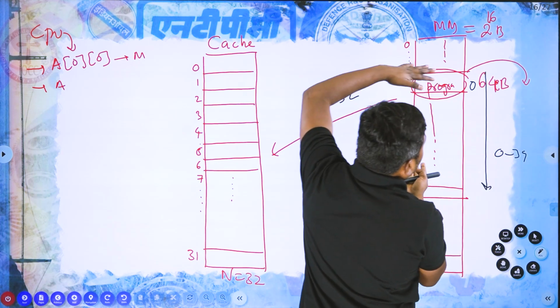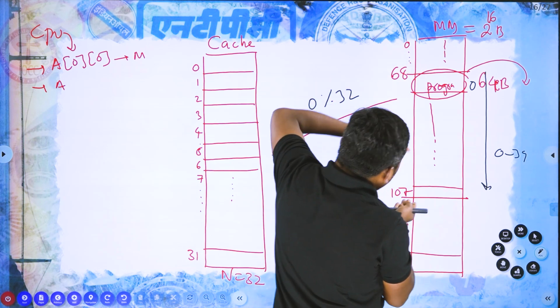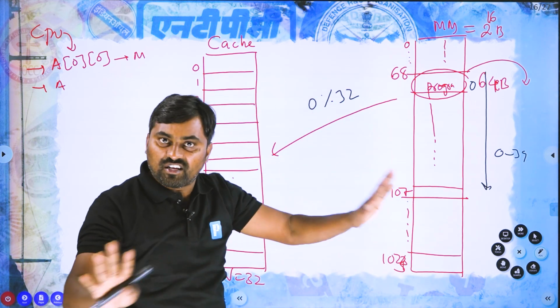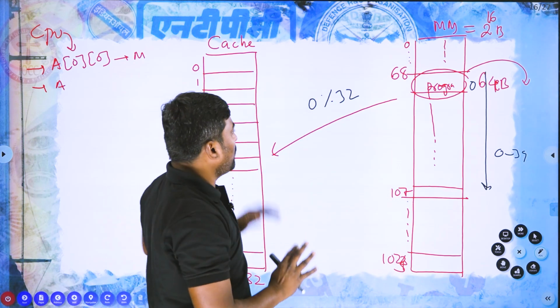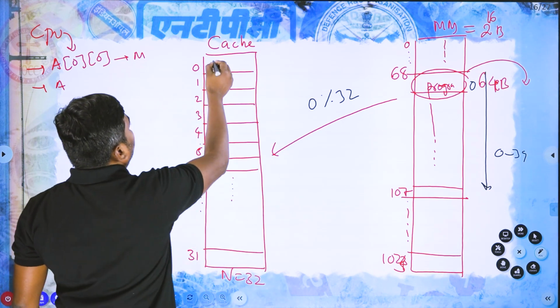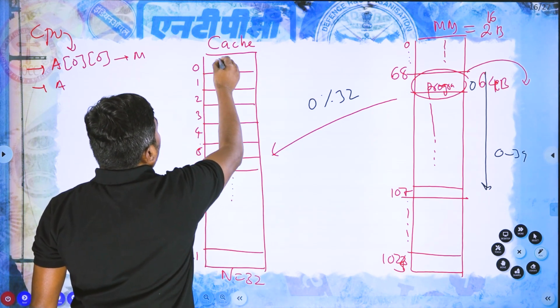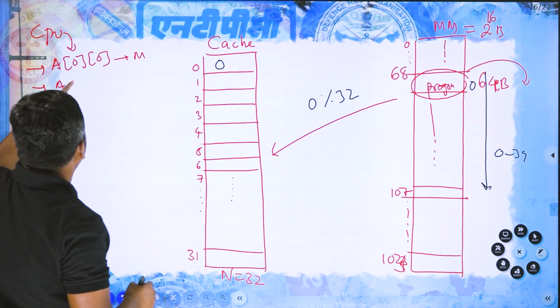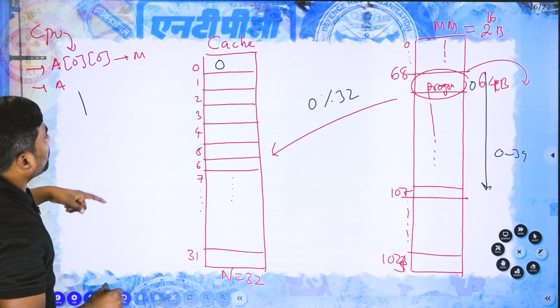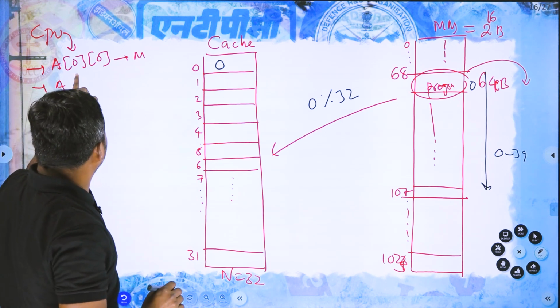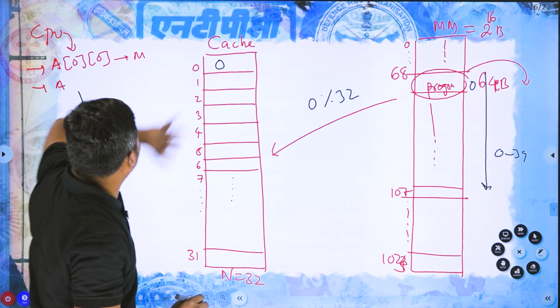Either you can go with the concept of 0 to 39, or 68 to 107, the meaning is the same, there won't be any problem. 0 modulo 32 means I will place it here, the 0 block I place, correct? So next, every reference is going to be a hit or not. Please do understand. On the first reference, 64 elements will come here.